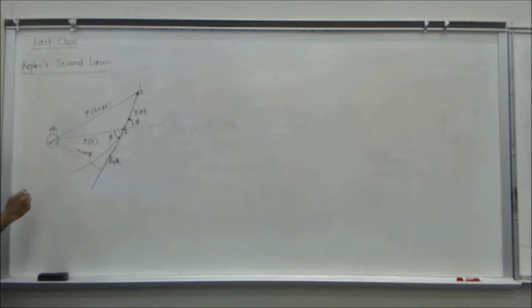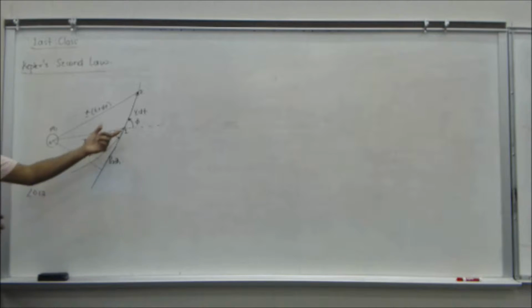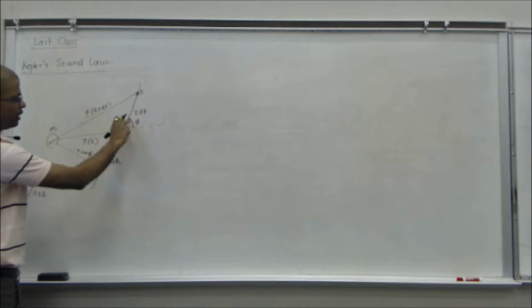So if you're looking at triangle 0, 1, 2, 1 is the position at time t. 2 is the position at t plus dt. You get that? This would be v into dt. Okay? We're calling this angle phi.